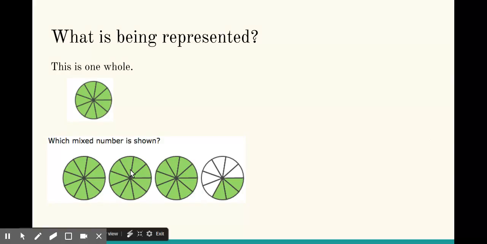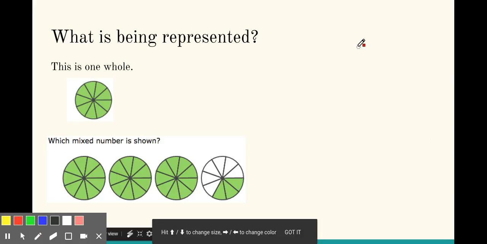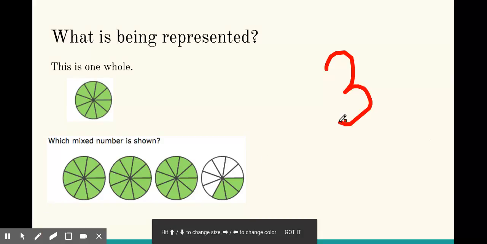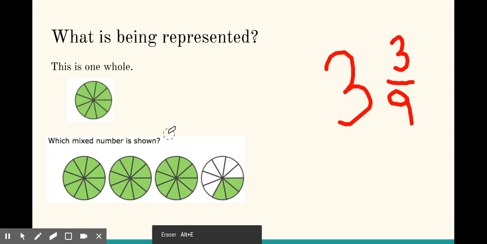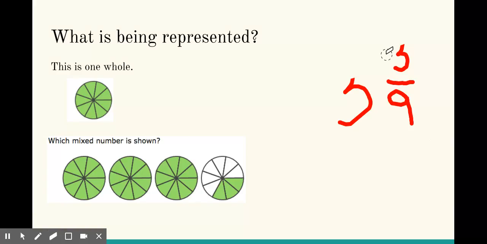So we have 1, 2, 3 of those. So we know we have 3 wholes here. 3 wholes. And then over here, we have a fractional part. So we have to ask ourselves, what is the fractional part? I know that I have 9 pieces total because I counted them up here. I have 9 total pieces. And then I have 1, 2, 3 of them being shaded. So I have 3 wholes and 3/9, that mix of a whole part and a fractional part.